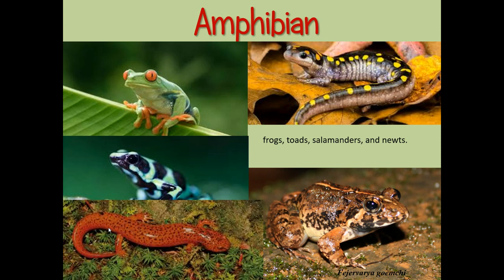Okay. Amphibians, what they have in common is they live on land and water, and they have thin skin that must stay moist. Okay. So these are frogs, toads, salamanders, and newts are the general categories of the amphibians.